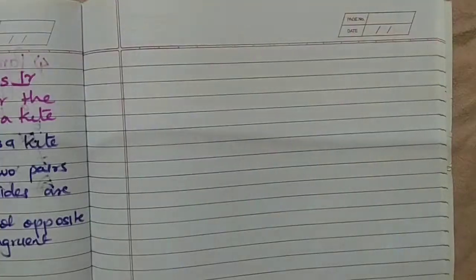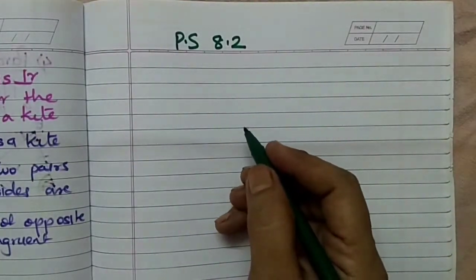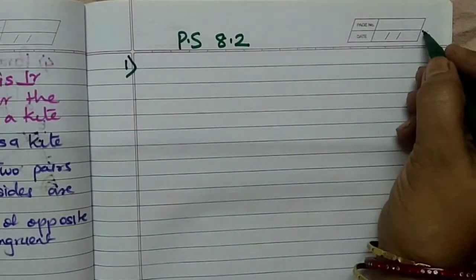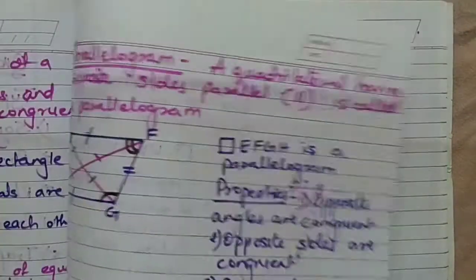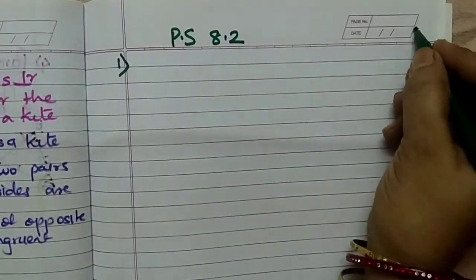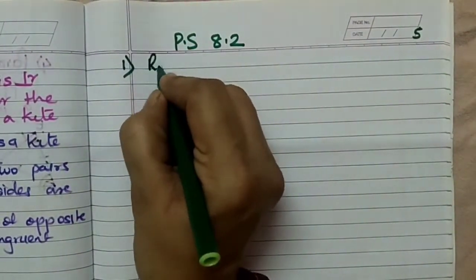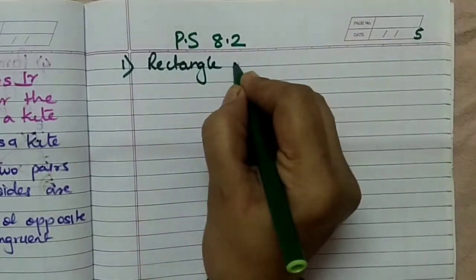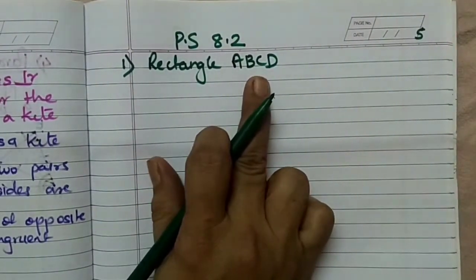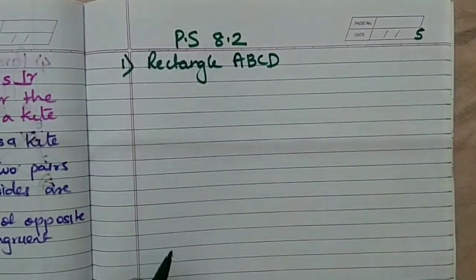Okay, so this is practice set 8.2, sum number 1, and this is the 5th part of the lesson. It says draw a rectangle ABCD. We have to give this name. If they have asked for a specific name, you have to give that name. If they have not specified, they just say draw a rectangle, you can give any name.